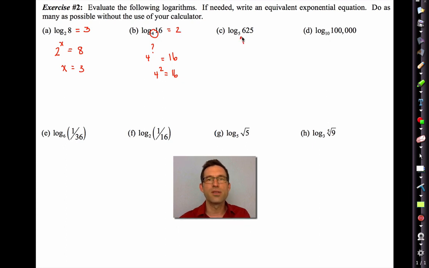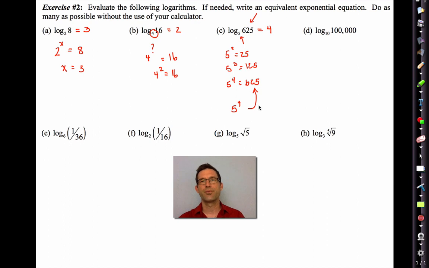What do we have to raise this to get this? So log base 5 of 625, that might be something you have to use your calculator for. You might have to sit there and go, okay, what's 5 squared? You might have to say, 5 squared is 25. And you find 5 to the 3rd is 125. 5 to the 4th is 625. Oh, that's it. So log base 5 of 625 is 4, because 5 to the 4th is 625.